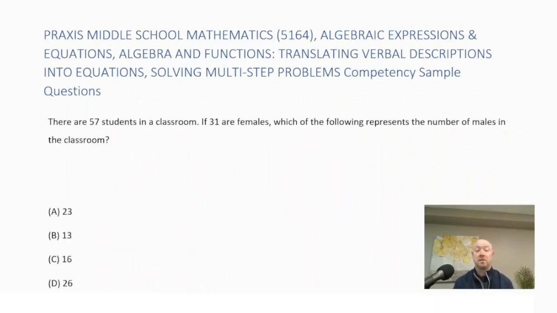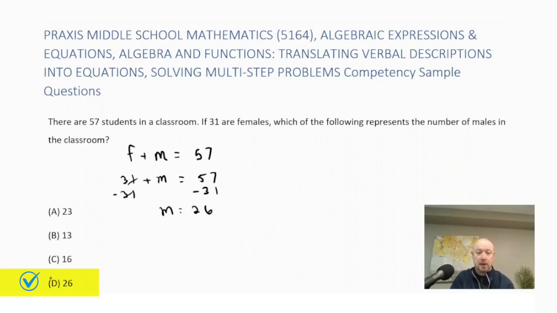There are 57 students in a classroom. If 31 are females, which of the following represents the number of males in the classroom? Okay, so we have females plus males has to equal 57 total students, and we see we have 31 females, so that means 31 plus M has to equal 57, the total amount of students. So what we want to do is subtract 31 from both sides, and we would get the number of males is equal to 26, choice D.